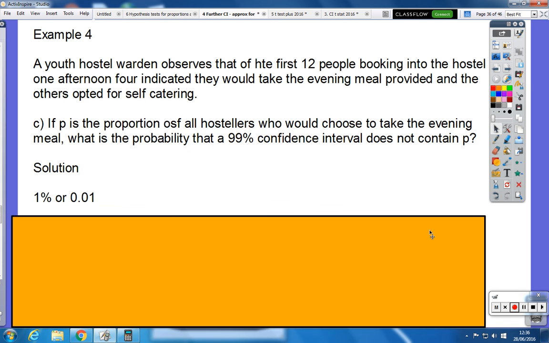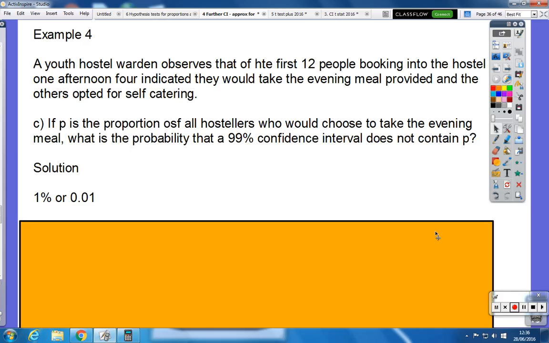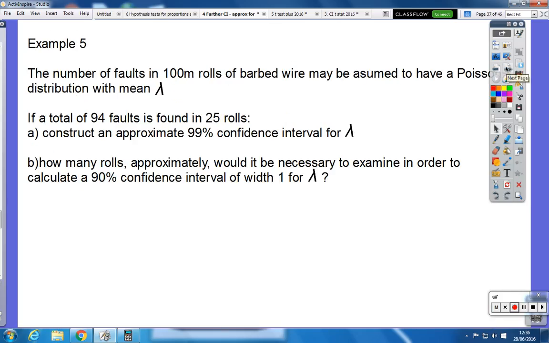Final example, is it? Oh yeah, confidence interval. Back to lambda rather than NP. So 94 faults found in 25 roles. Again, pause it please, have a go at this. Oh, sorry, I haven't inserted the answer. That's because this is an exact one, so we're not doing it.